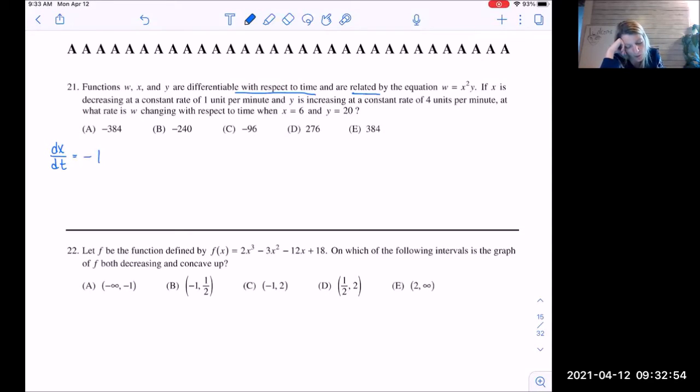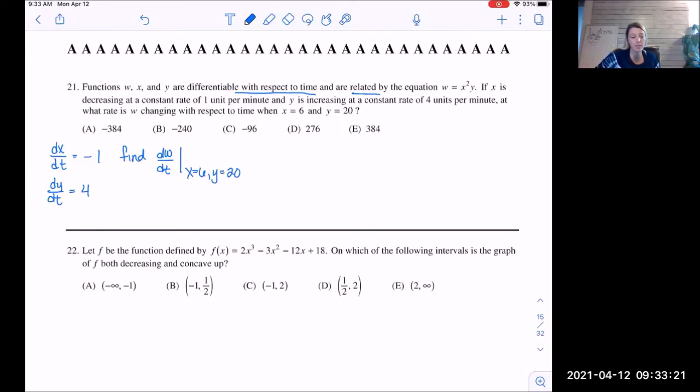Okay. Y is increasing at a constant rate of 4 units per minute. So dy/dt is +4. At what rate is w changing? So find dw/dt when x equals 6 and y equals 20.